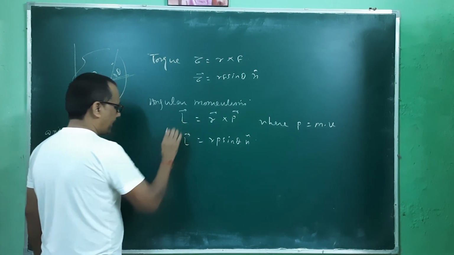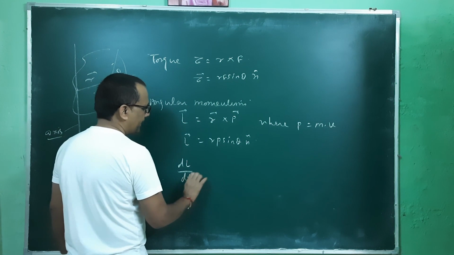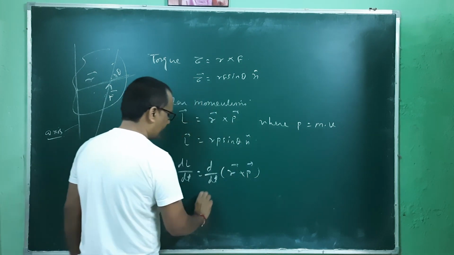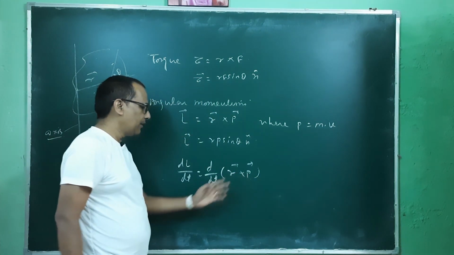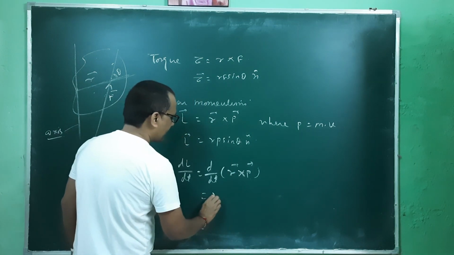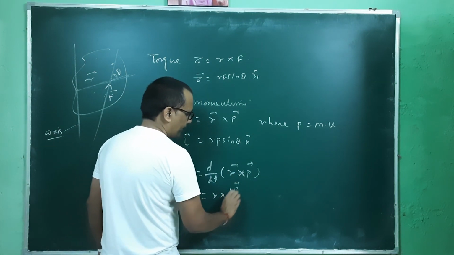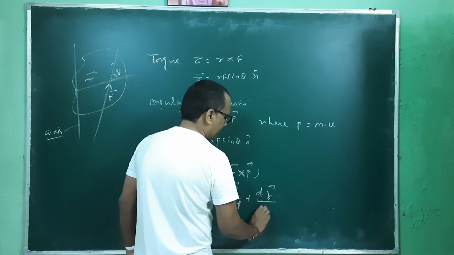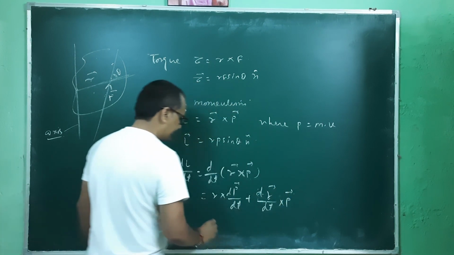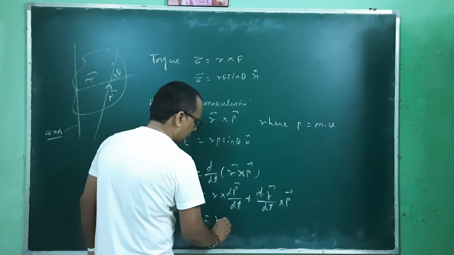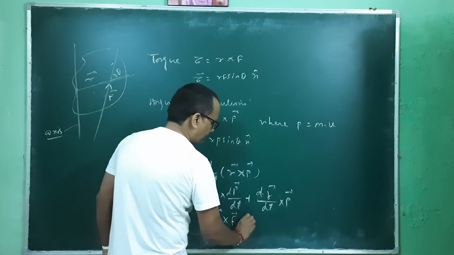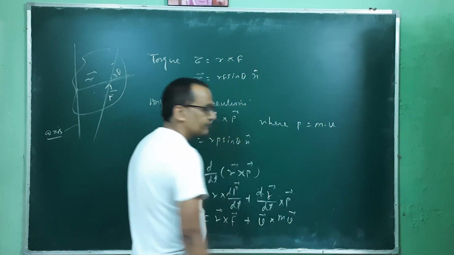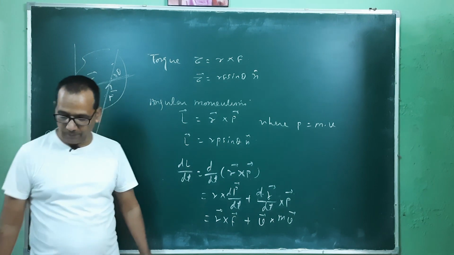If you take the derivative, dL by dt is equal to d by dt of r cross p, and then we use differential formulation. That is r cross dp by dt plus dr by dt cross p. This is r cross F, plus dr by dt, which is v, cross mass multiplied by v. Here I am putting p equal to m multiplied by v.